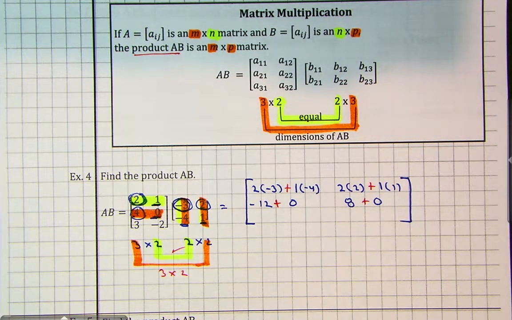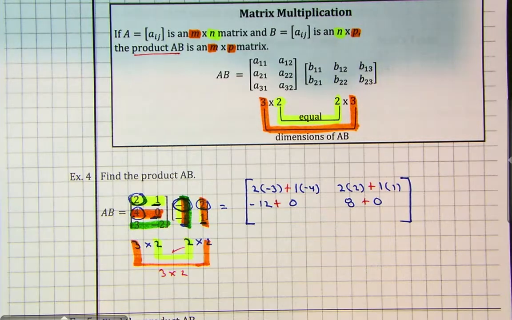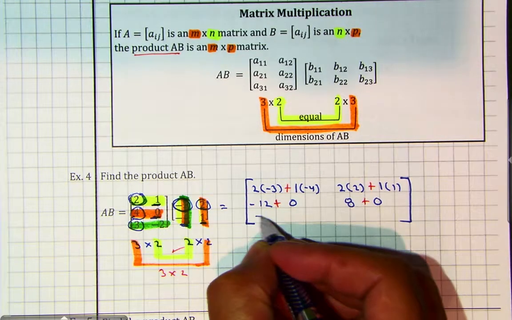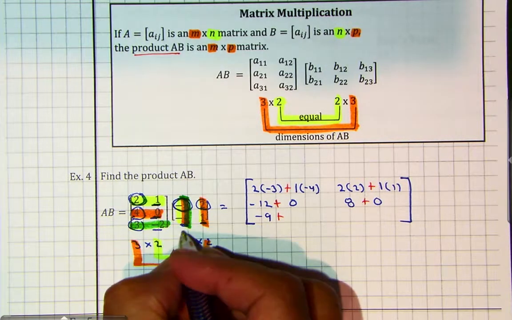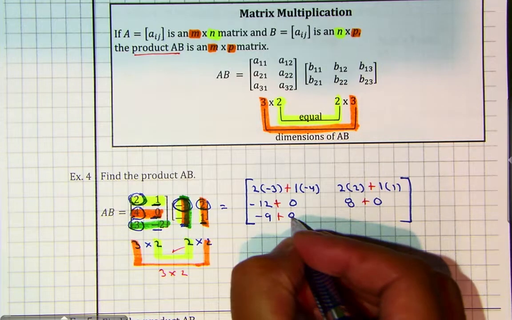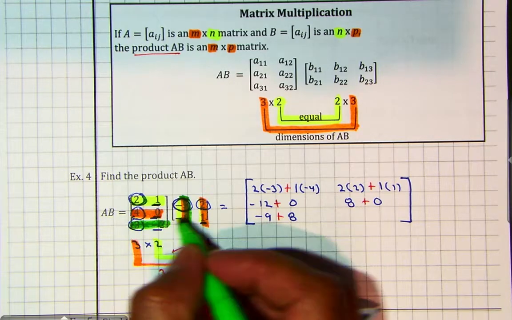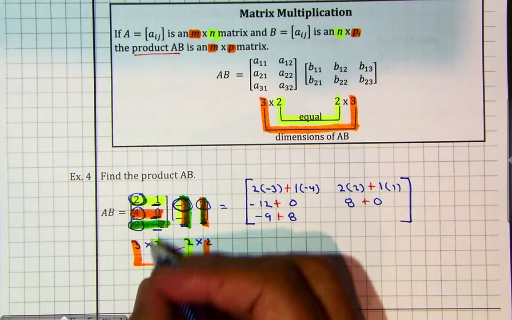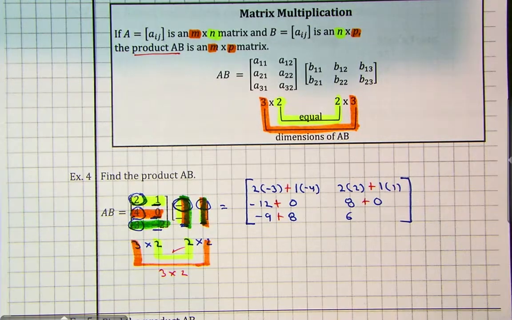And now the last one will be the third row by the first column. First number times the first number is negative 9, plus second number by the second number will be positive 8. And now we're going to continue with the third row, but now the second column. So it gives me 6, second number times second number, plus negative 2.